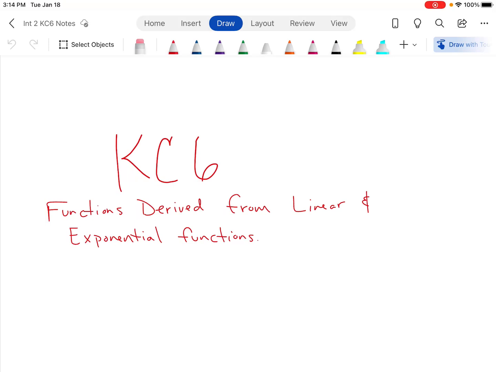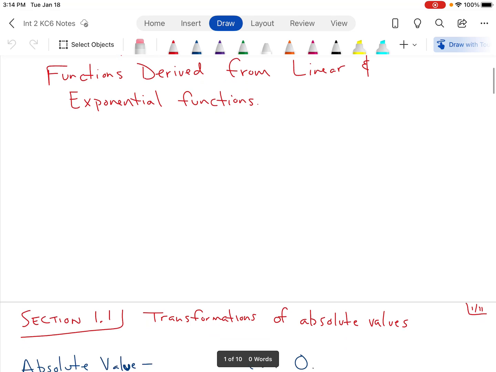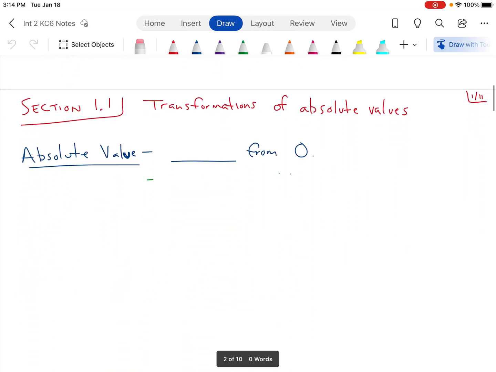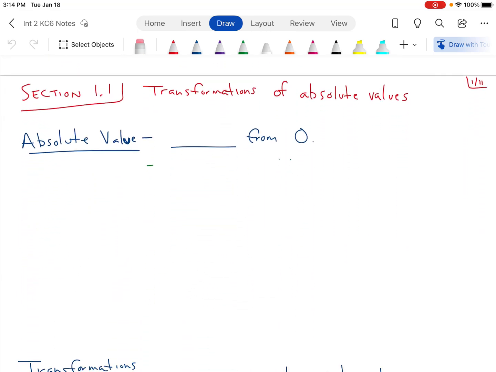Hi everyone, this is KC6 on functions derived from linear and exponential functions for Integrated 2. Okay, so we are going to start with section 1.1, which is on transformations of absolute value functions.